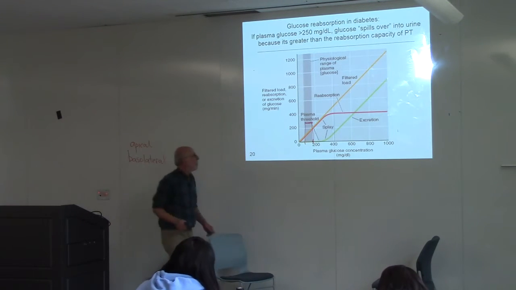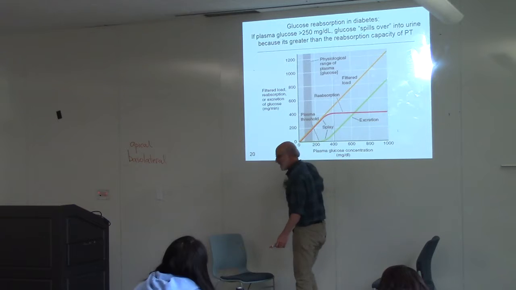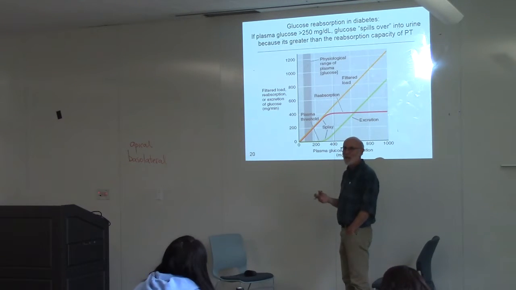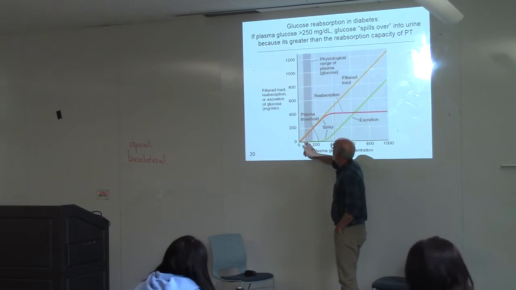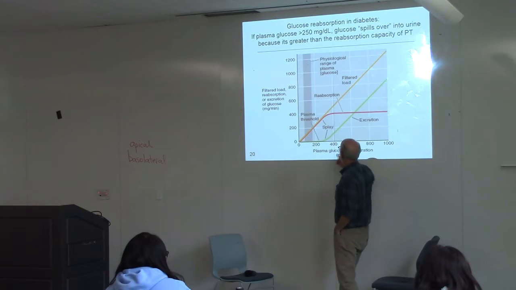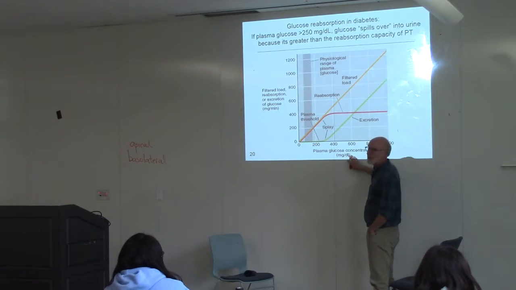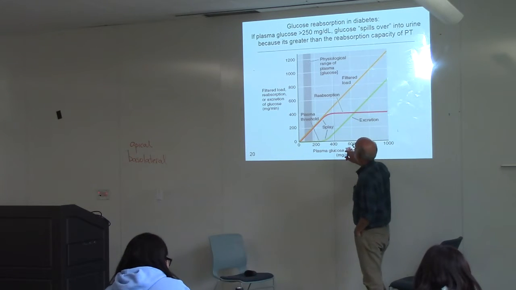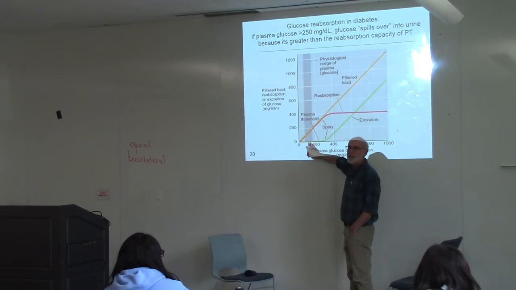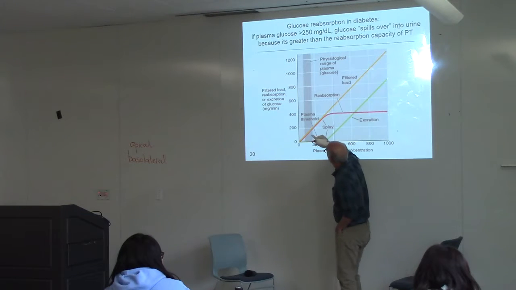So right now, you are semi-fasting. You probably had breakfast, so you're not really fasting. But fasting glucose is somewhere between 80 and 160 milligrams per deciliter. You are excreting 0% of your glucose because you are reabsorbing all of it.